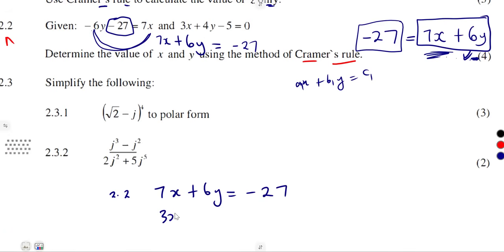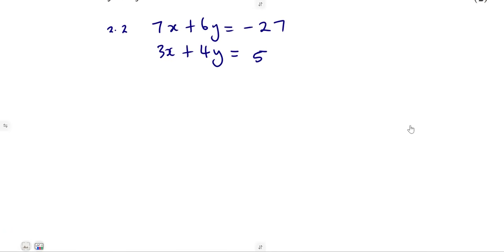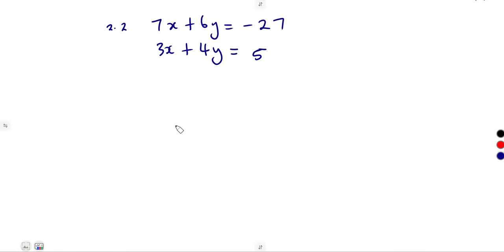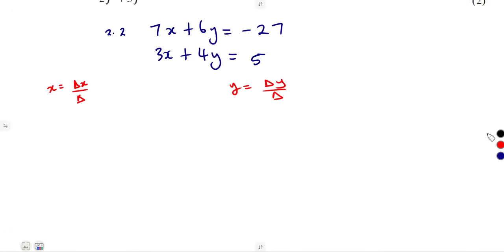Equation 2, that's 3x plus 4y, which is equal to the minus 5 to the other side of the equation, which is going to be what? A positive. So we have the format of how these equations are supposed to be written as. So to find x, we must have the determinant with respect to x over that one for the constants, and for y, the one for y over the one for what? The constants, which in this case, we are supposed to find both x and y simultaneously.